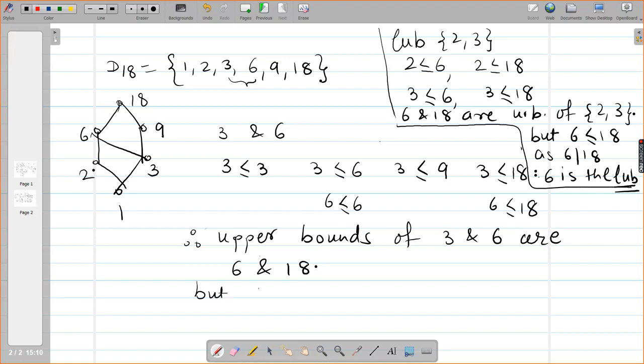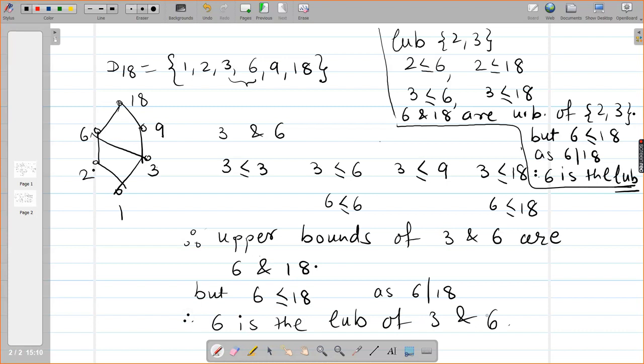But what you observe? 6 is less equal 18 because it is at the bottom, written below 18, as 6 divides 18, right? So what can you say? Therefore 6 is the least upper bound of 3 and 6. Do you understand it?